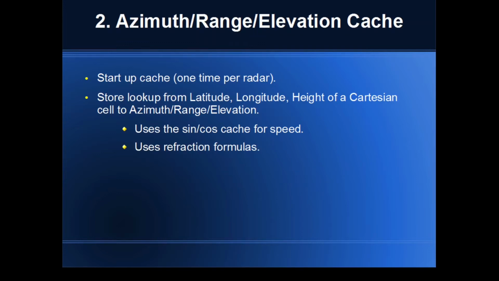The azimuth range elevation cache is another lookup that is created on startup. It uses the Great Circle distance cache that we just mentioned from number 1. Basically, since we have to iterate through an XYZ cube, where each point has a latitude, longitude, and height, we need to quickly get the polar values for that radar for each point. This is what this cache is used for. It uses the stored sine cosine cache, and it uses refraction formulas to do the curvature based on the atmosphere, which we'll show later.